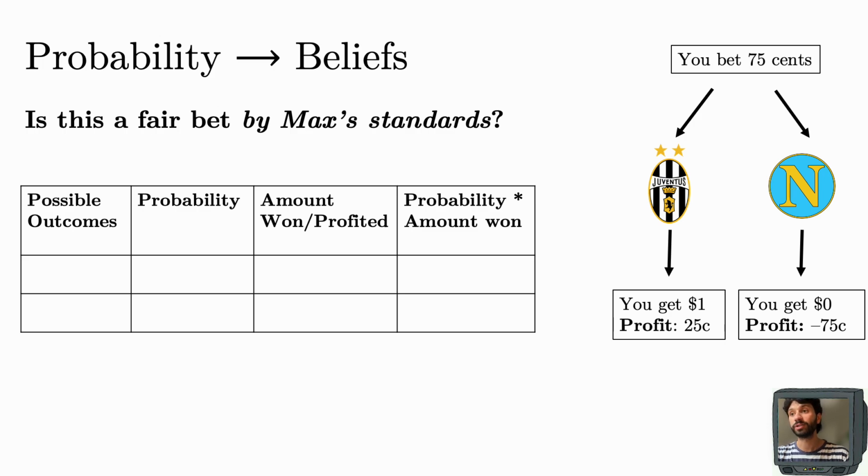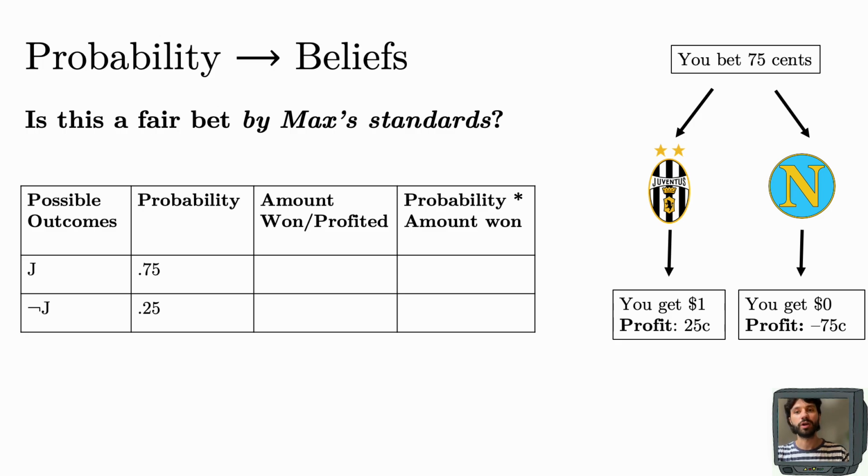So what are the possible outcomes? Note that in this case, I just told you that Juventus might win or Napoli might win. I didn't say anything about a tie, so you should assume that there are no ties here. So the two options we have are J and not J. Now, what are the probabilities of these occurring? Well, remember that he believes that Juventus will win with 0.75 probability, right? So we put 0.75, and he believes that Napoli will win with 0.25, so we just fill that in.